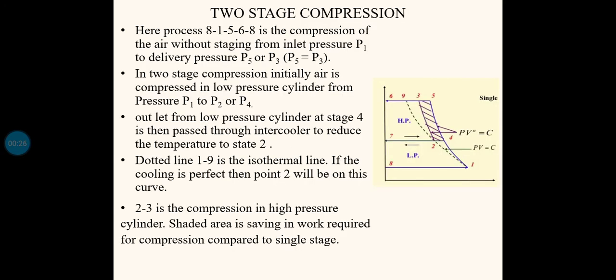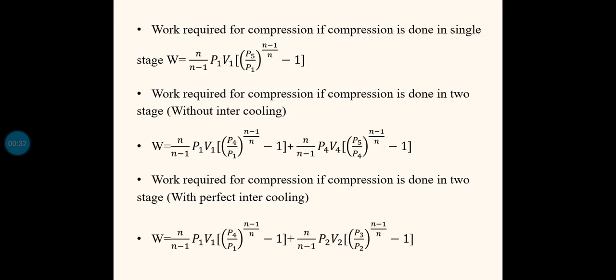Now this is the PV diagram for the multi-stage compression. Actually it is two-stage compression, I am talking about two-stage compression. Work required for compression, if the compression is done in a single stage, is given by W equal to n by n minus 1 P1 V1 into (P2 by P1) raised to n minus 1 by n, minus 1. That was our general equation, where the compression is from P1 to final pressure P2.